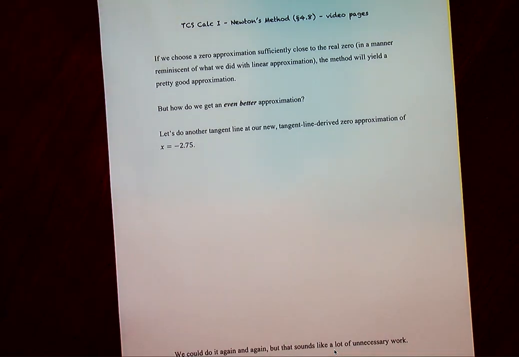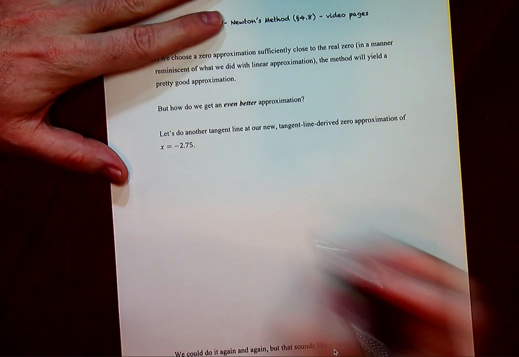So we basically use the zero from the tangent line to get another estimate and another tangent line, which will give us another zero approximation, which we can then do another tangent line at that new approximation, and over and over again. Okay? So unlike linear approximation, this winds up being an iterative process. But let's go ahead and find the point.